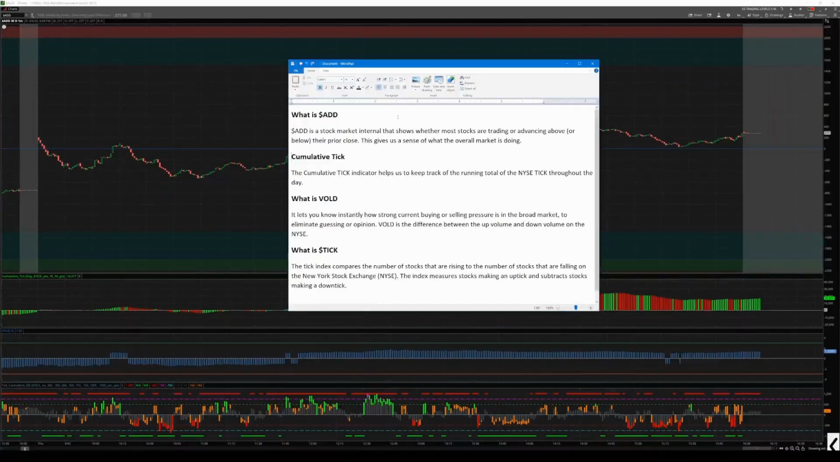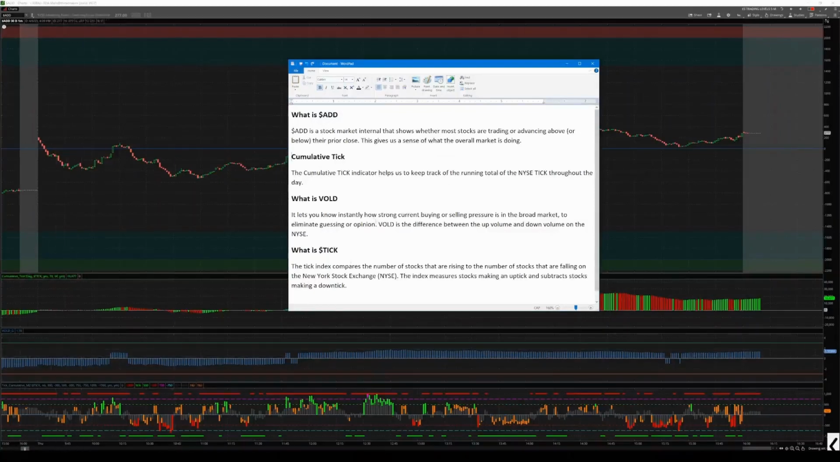So what is $ADD? It is a stock market internal that shows whether most stocks are advancing above their prior close. So this gives us a sense of what the overall market is doing at that time. The next one is cumulative tick, which is this one here. The cumulative tick helps us keep track of the running total of the New York Stock Exchange tick throughout the entire day. And the next one is VOLD here.